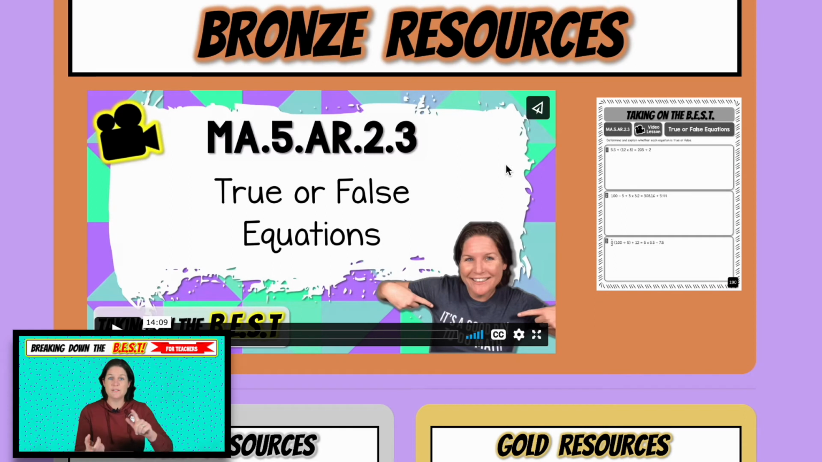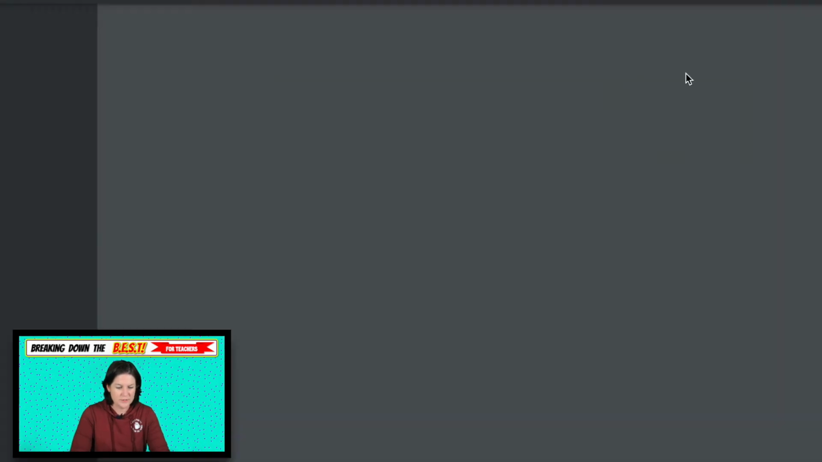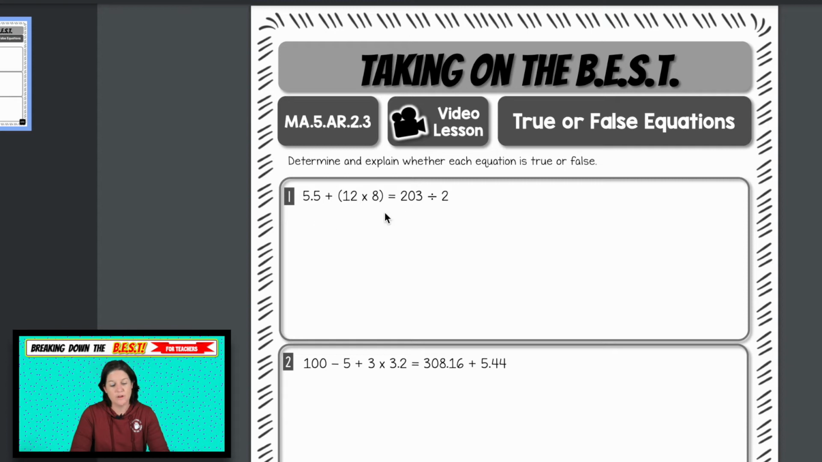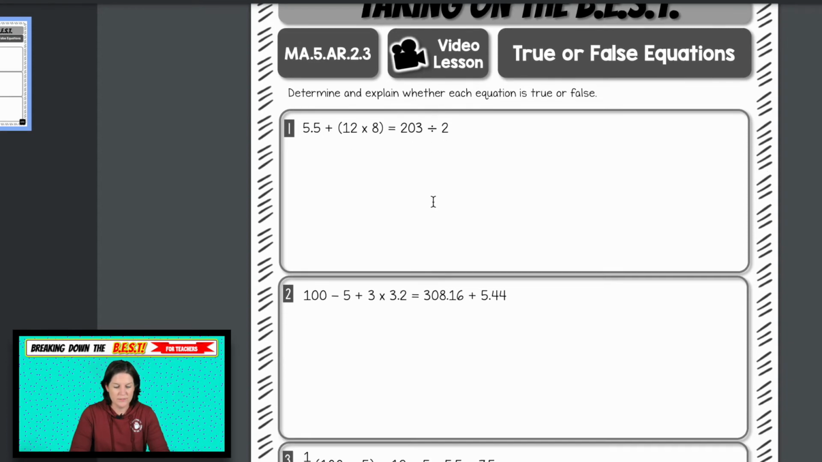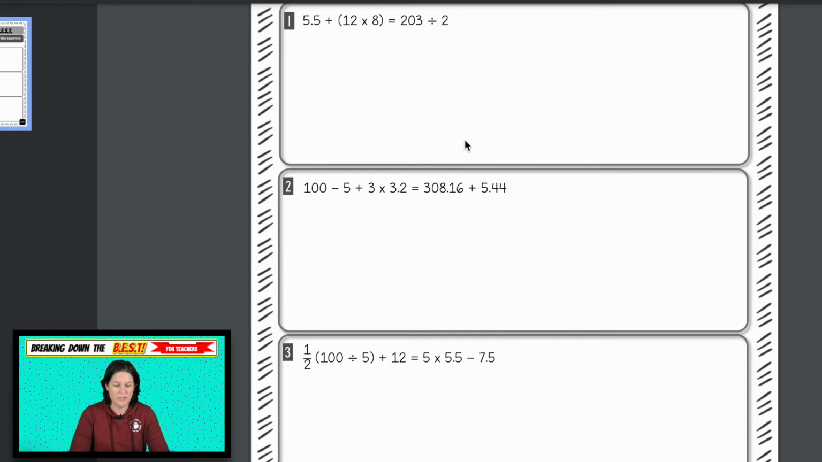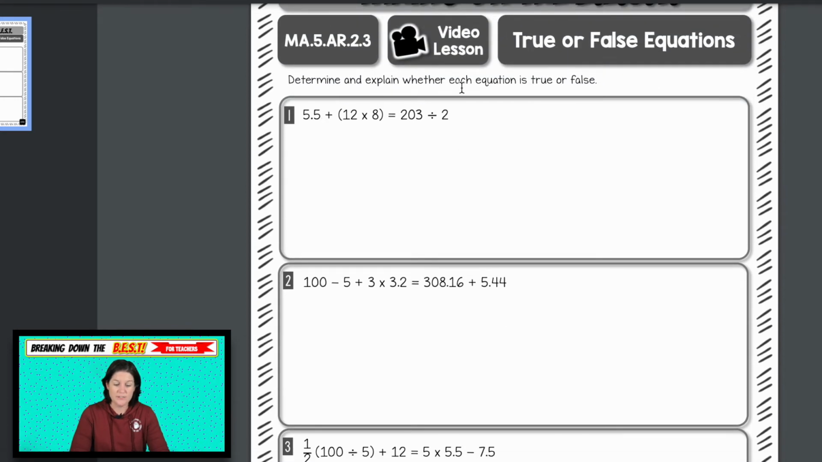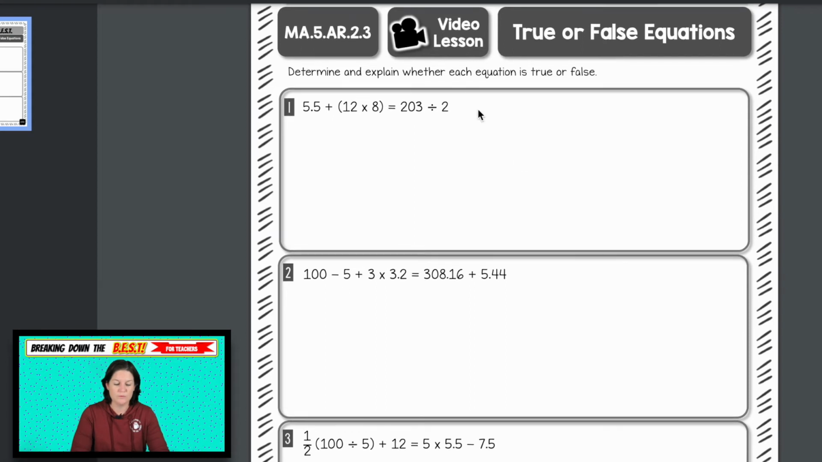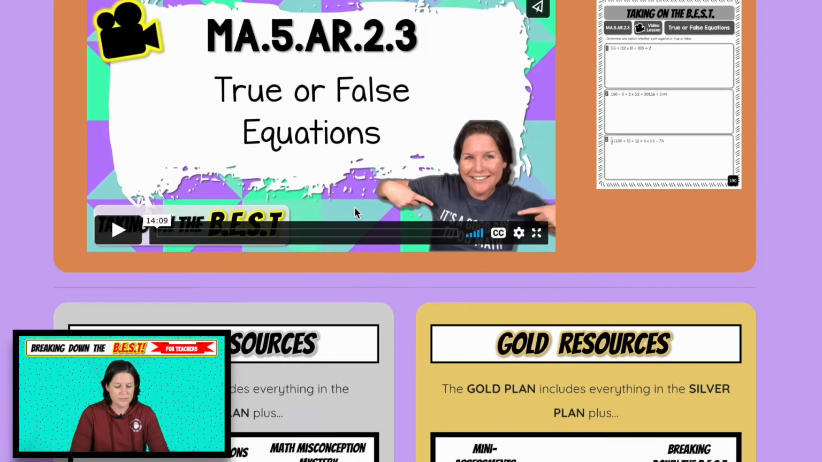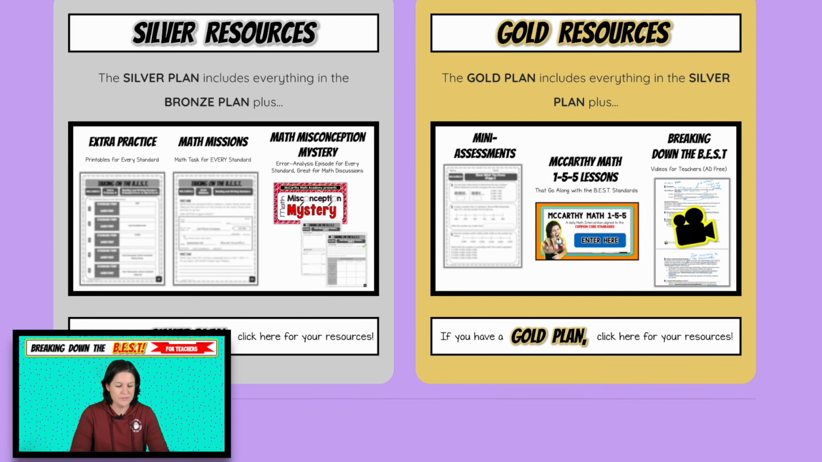If you have the bronze, the silver, or gold membership, everyone has access to this if they are members. This is true and false equations. And because we do spend a lot of time with order of operations, I just felt like they only needed one video lesson to really walk them through it. So determine and explain whether each equation is true or false. This is the video lesson, and I will guide them through, so they just have to copy down their notes. That's the bronze resource.